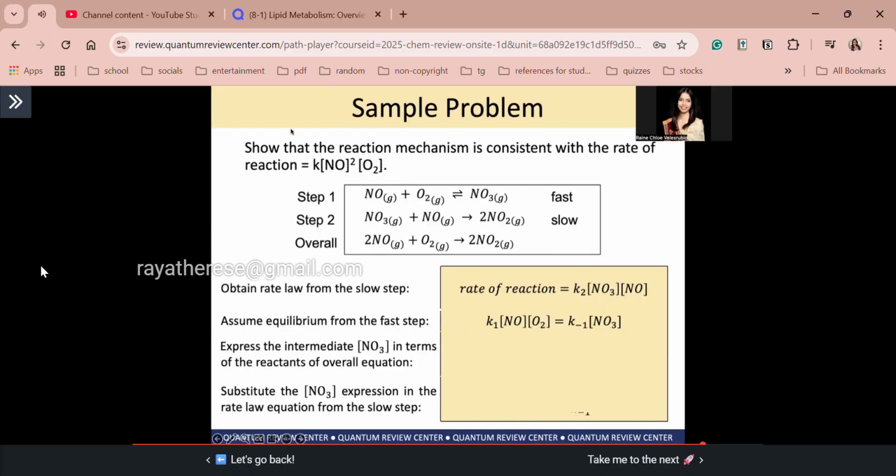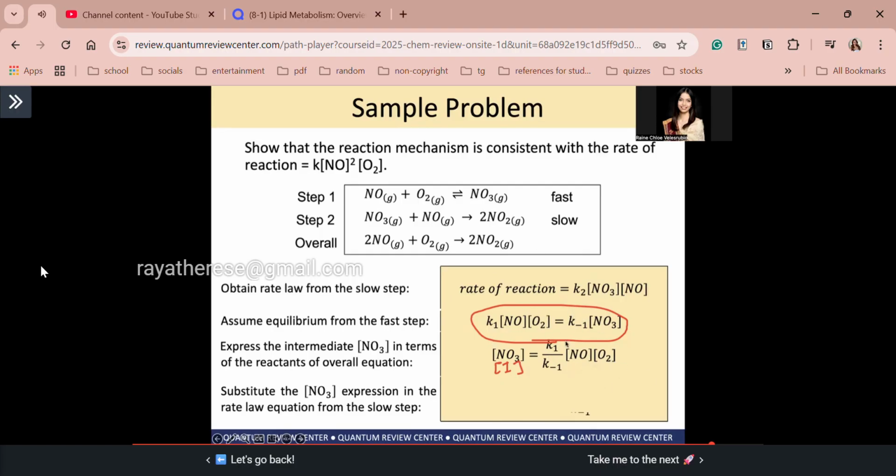Kita nyo ba, guys? Once again, this is your k1 and this is your k negative 1. Again, we assume equilibrium from the fast step because it's a fast reaction. Therefore, yung formation ng products mo, formation ng reactants mo are almost occurring simultaneously because you have a fast step here, okay? So after you do that, you express the intermediate NO3 in terms of the reactants of the overall equation. So ang gagawin lang natin, guys, using the equation here that we got from our first step, isolate lang natin si NO3, which is your intermediate. Intermediate is equal to k1 over k negative 1 times [NO][O2]. Kita nyo ba, guys, how I transposed NO3 and the other variables?